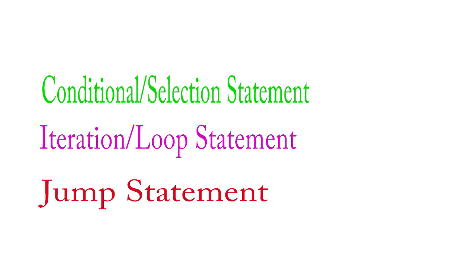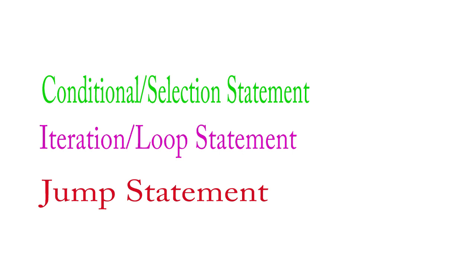So we have 3 types of control statement. Number 1 is conditional or selection statement. You can call it conditional or you can say it is a selection statement. Then the second one is iteration or loop statement. Then the third one is jump statement. What these will do is that based on the condition you give, it will execute a particular line of code. So let's first describe the conditional or selection statement.